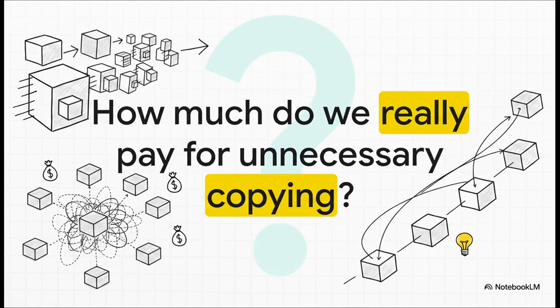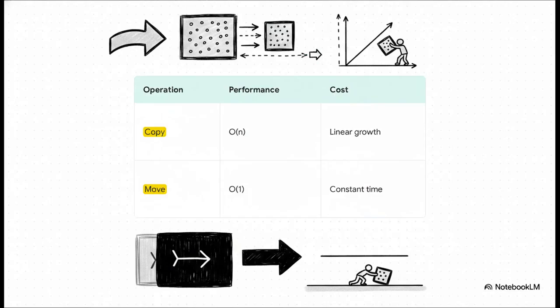And speaking of unnecessary costs, let's talk about copying. We all know it's expensive for large objects, but just how expensive are we talking? What's the real price we pay compared to the modern alternative? Well, this table lays it bare. Copying, as you can see, is an O(n) operation. The cost just grows and grows in a straight line with the size of your data. Why? Because you have to allocate new memory and then carefully copy every single element over.